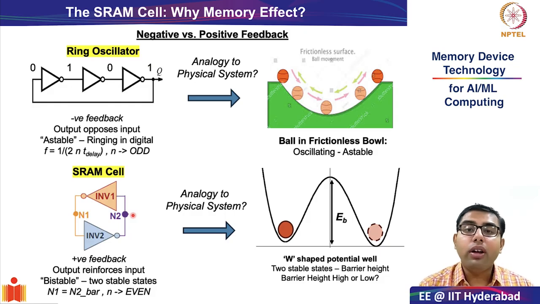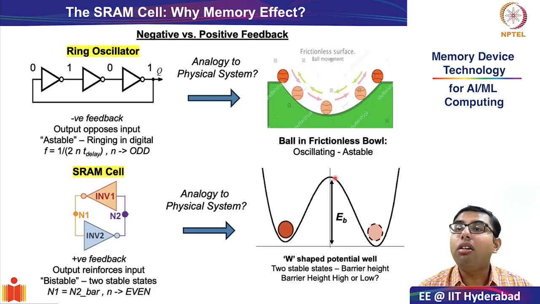We were looking at another very interesting perspective. We were trying to get an analogy to a physical system, and we saw that these bistable systems can be described as a W-shaped potential well consisting of an EB potential barrier, right? So this W-shaped potential well will have two stable states, state 0 and state 1. And the question that I had left you with was, what should be the barrier height of EB? Should it be very high or should it be very low?